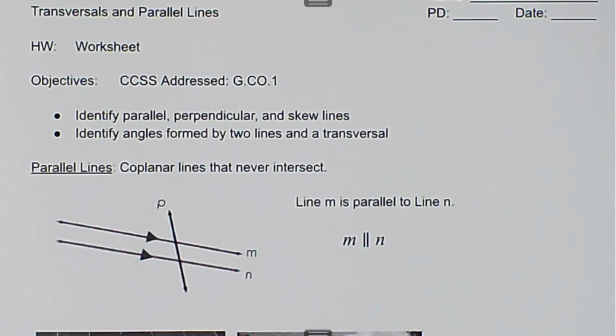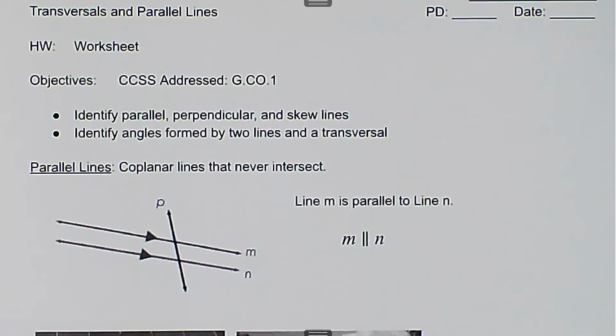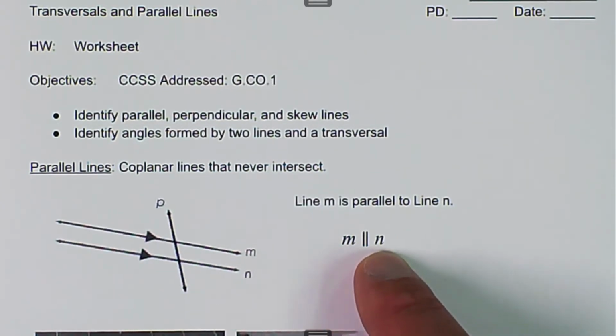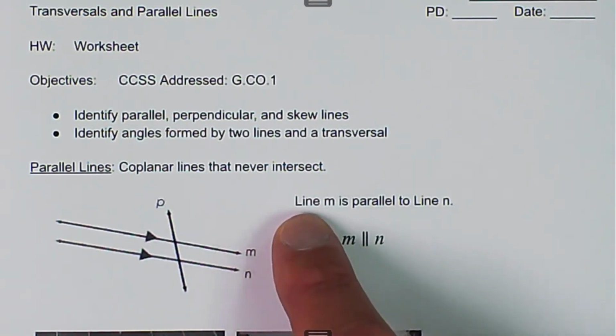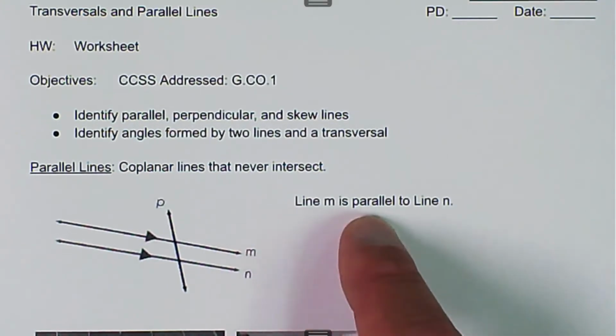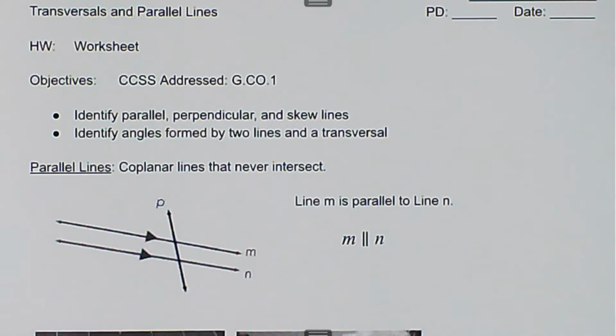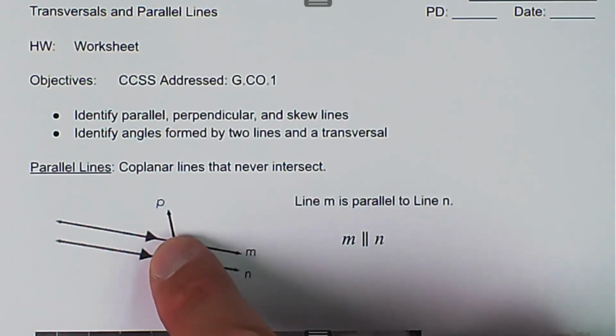Parallel lines are coplanar lines that never intersect. So here we have M and N. The way that we read that is line M is parallel to line N. And if we want to talk about two lines being parallel, we mark them with arrows.